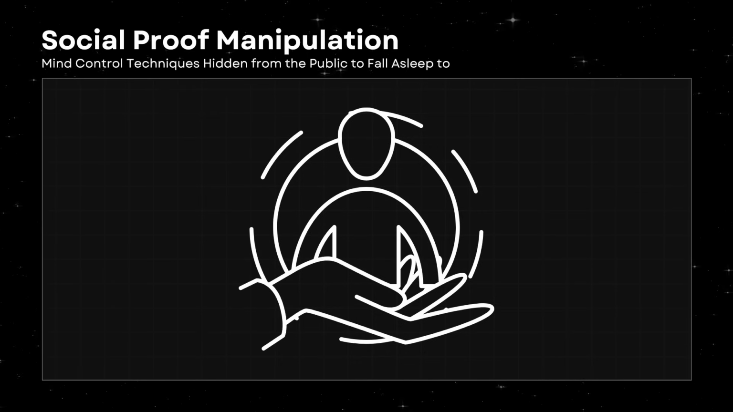Social proof should reflect real agreement, not manufactured support. When that line is crossed, the truth gets lost. People make choices based on a picture that someone else built, not on facts, not on values, but on what they were shown. That's why social proof manipulation works so well, and that's why it's used so often.